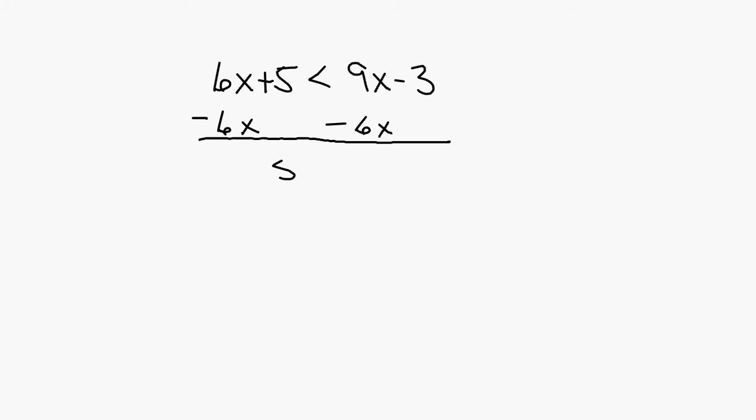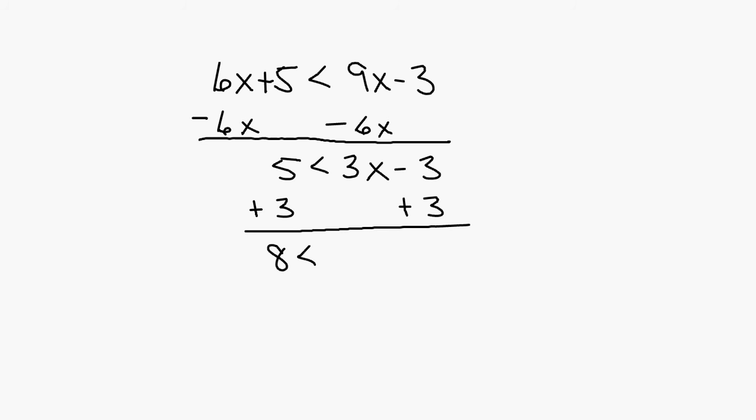So 5 would be less than, what's 9x minus 6x? 3x minus 3, and then add 3. So 8 would be less than 3x. Divide by 3, right? So 8/3 is less than x.